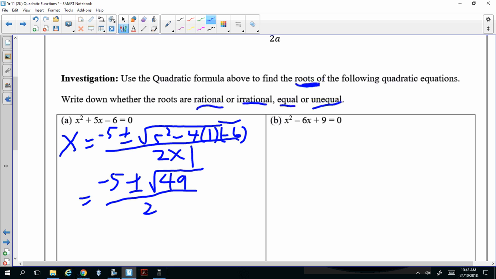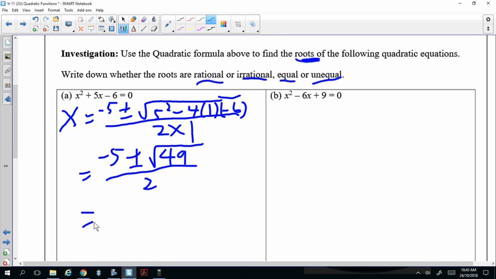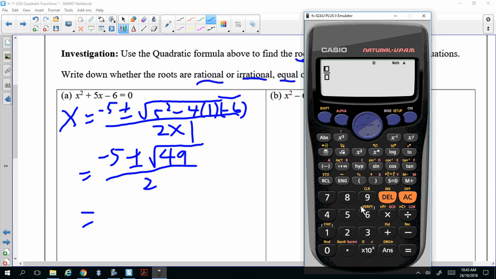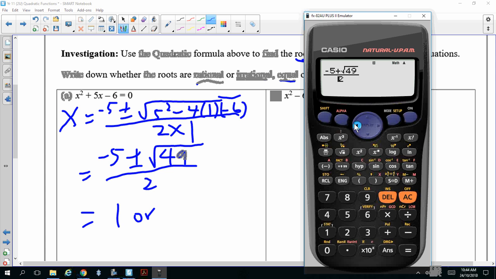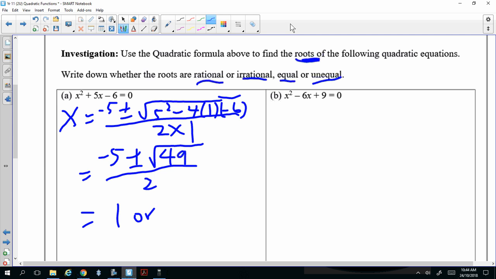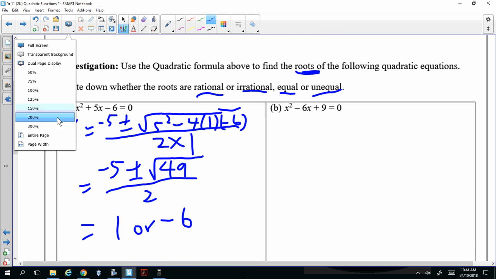And then you can do it on a calculator. So you can now type in -5 plus, so I want to do it in slow motion so that we can see what's going on. So you get 1, and the other one, you get -6, okay, cool. All right, can you please do the B, do the same thing, C, and then D. All right, have a try. Give me about 5 minutes. Go.